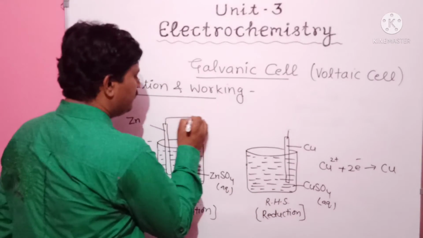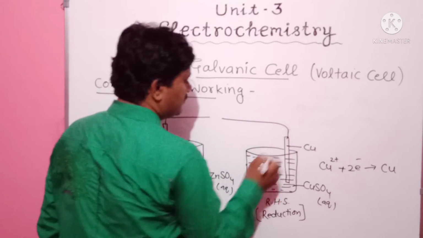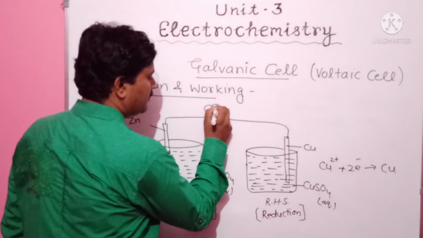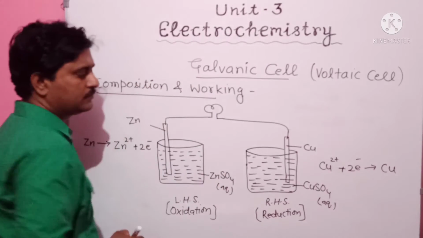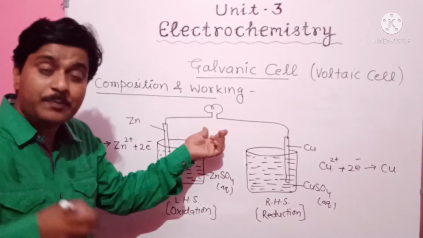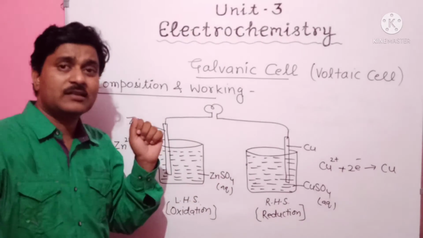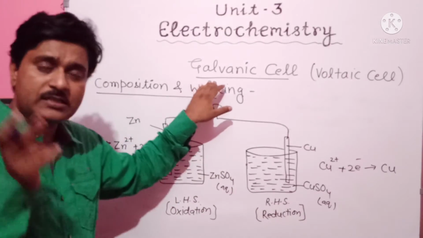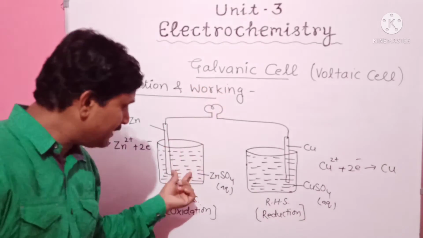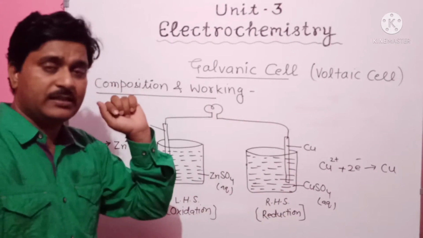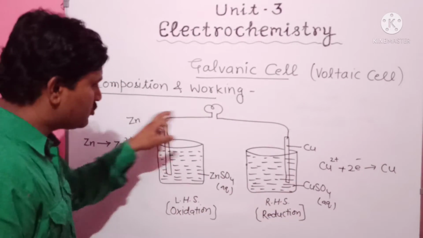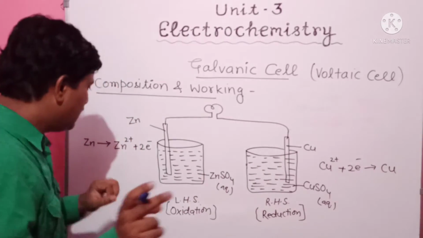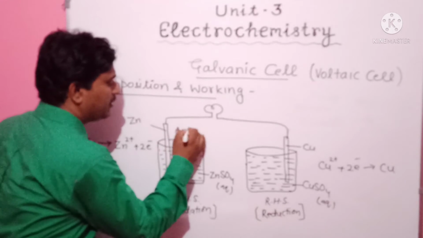Now we have to join these two electrodes with the help of a bulb, to see what happens when these two electrodes are combined, and whether electricity is produced. Because we know that galvanic cells are those cells in which chemical energy is changed into electrical energy. To see that, we have to join the bulb along with these two electrodes. That electrode is called the anode.